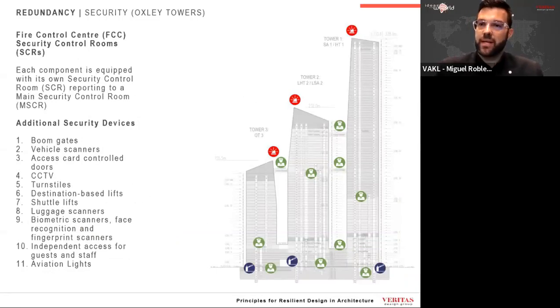Also, there is redundancy in security systems that can contribute to making our buildings more resilient and ready to face security threats. We talk here about fire control centers and security control rooms, but also about many other security features or devices that can be deployed and incorporated throughout the building to prevent different security hazards, such as boom gates, vehicle scanners, access cards, destination-based lifts, shuttle lifts, luggage scanners.